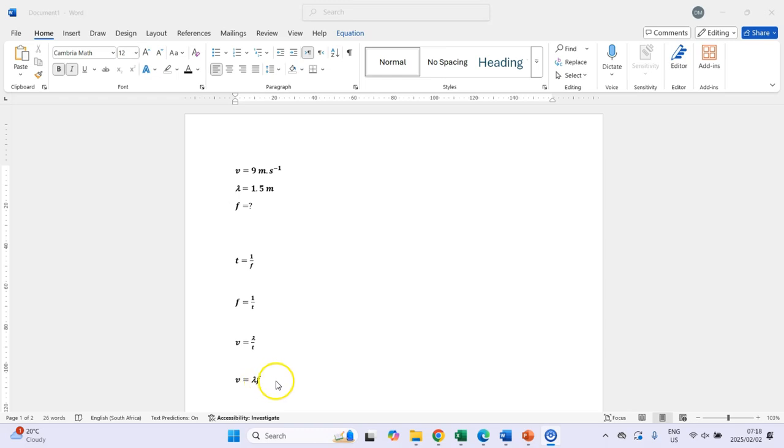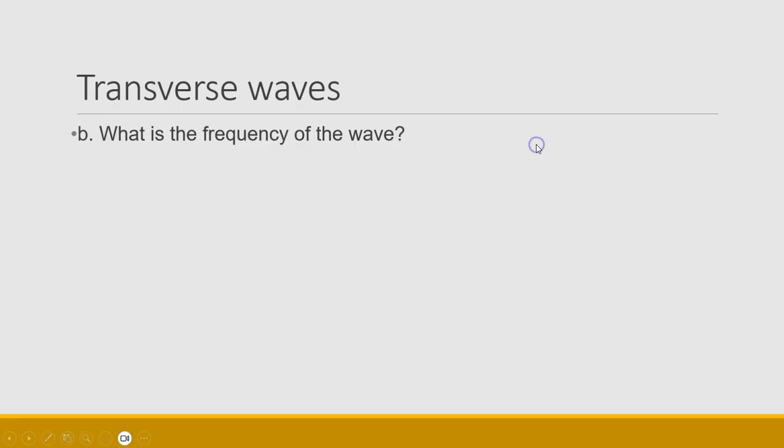You may just start plugging in numbers. So you can put 9 in place of speed and 1.5 in place of wavelength. Or alternatively, you may rearrange the formula to say that frequency is speed divided by wavelength. Either way, you will derive the same answer. I rearranged my formula up front. So the frequency of the wave is the speed divided by the wavelength, which is 9 divided by 1.5, and we get a final answer of 6 hertz because frequency is measured in hertz.